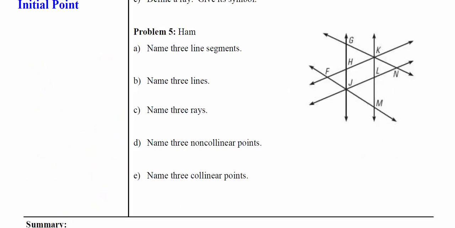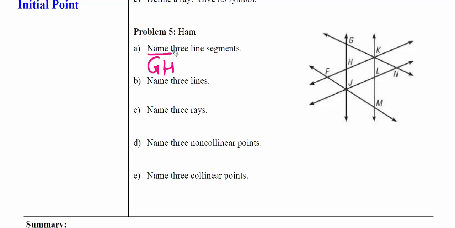Let's go ham. So here's a pretty intense drawing. Let's name 3 line segments. However, I'm only going to name 2 line segments and allow you to pick a third one. There are multiple options for answers to these problems. So for example, when we name a line segment, let's say GH. And it's a line segment, so I'm going to draw just a little line with no arrows.